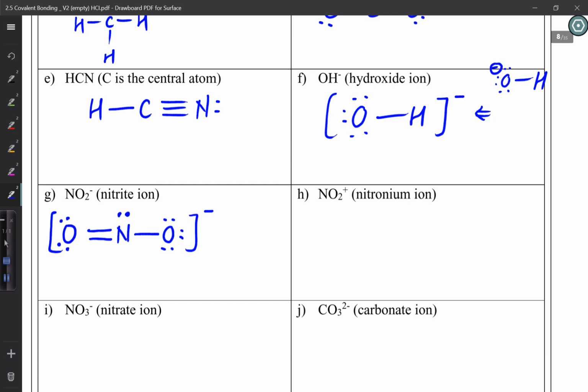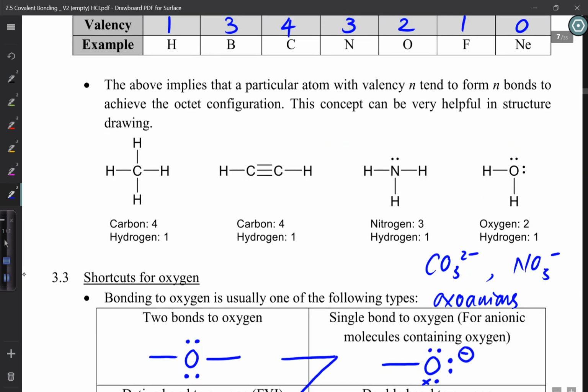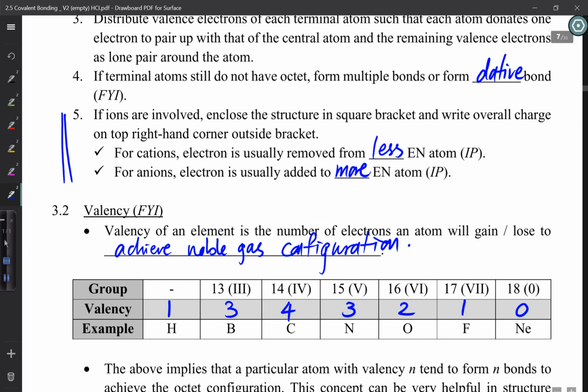Alright, now what about nitronium ion? For this nitronium, is it considered an oxo anion? No, because it's a cation. So in this case, the question is, which atom in NO2 plus loses the electron? If you look at the steps that I mentioned previously, especially step number 5, I mentioned that for anions, electrons are usually added to a more electronegative atom, which makes sense, because usually oxygen, which is the second most electronegative atom in the whole periodic table, gains that negative charge. So for this case, if we compare nitrogen versus oxygen, nitrogen is actually less electronegative based on the trend in the periodic table.